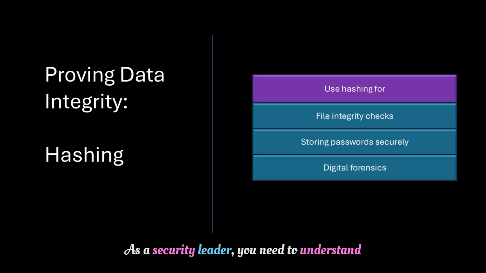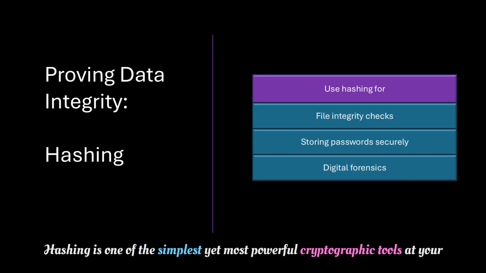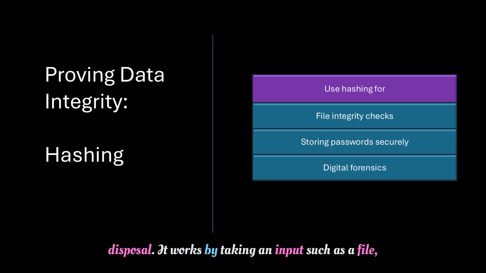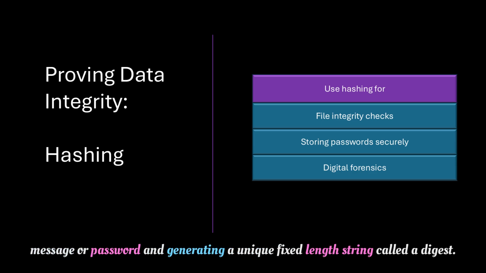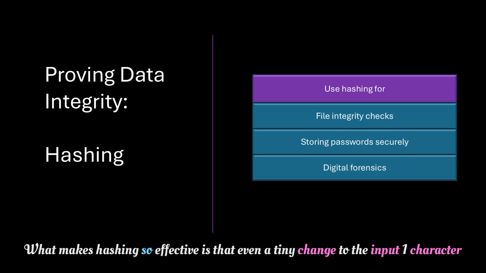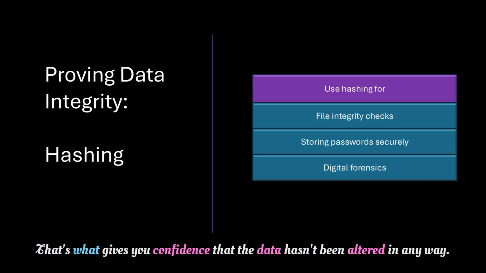As a security leader, you need to understand and promote the strategic use of hashing because it plays a critical role in maintaining data integrity across your systems. Hashing is one of the simplest, yet most powerful cryptographic tools at your disposal. It works by taking an input, such as a file, message, or password, and generating a unique, fixed-length string called a digest. What makes hashing so effective is that even a tiny change to the input, one character, one bit, produces a completely different hash. That's what gives you confidence that the data hasn't been altered in any way.